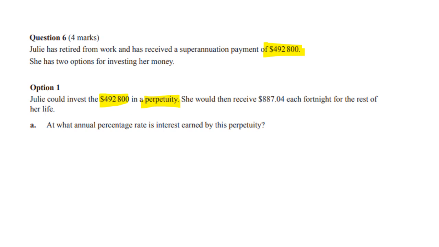So the money you had at the start of the year should be the money you have at the end of the year. And she's going to get a payment of $887.04 a fortnight for the rest of her life. That's what perpetuity means. What is the annual percentage rate in interest earned by this perpetuity? Hit your financial solver for this one, of course.